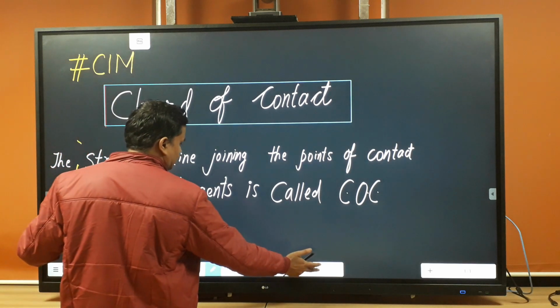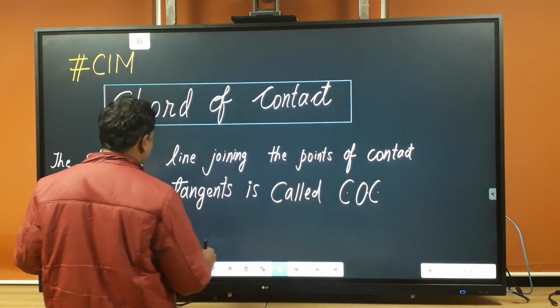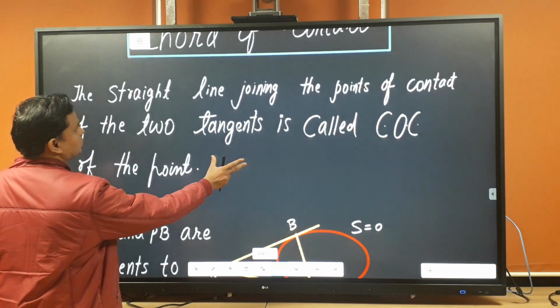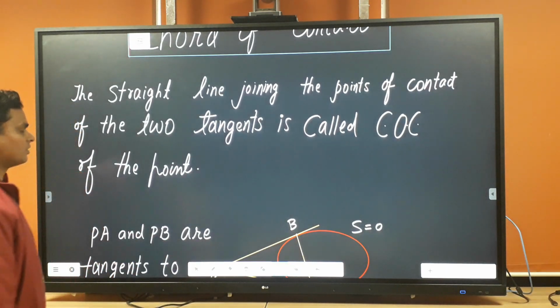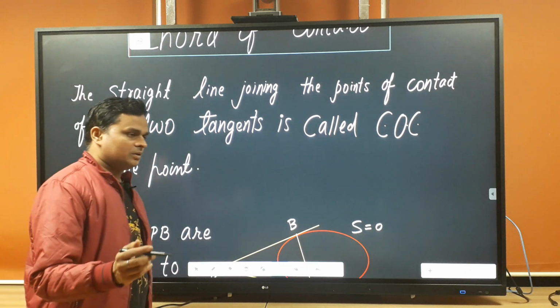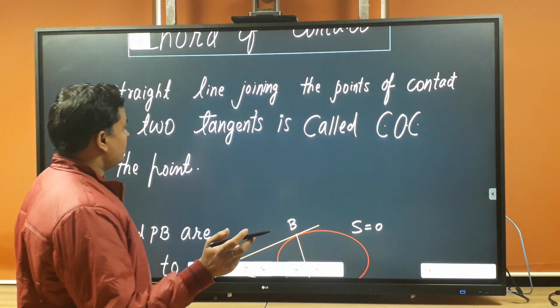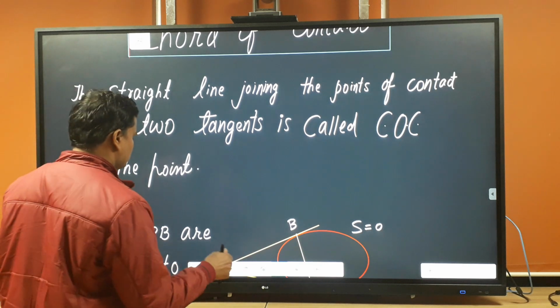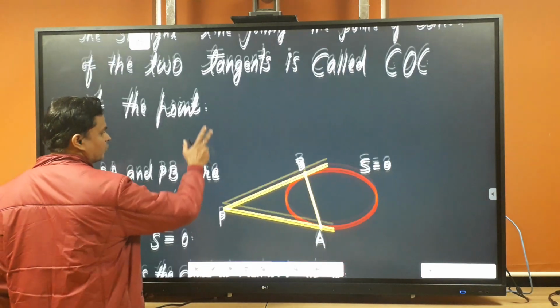Now, coming to the definition of chord of contact: the straight line joining the points of contact of the two tangents is called the chord of contact of the point. Here in the diagram it will be more clear.